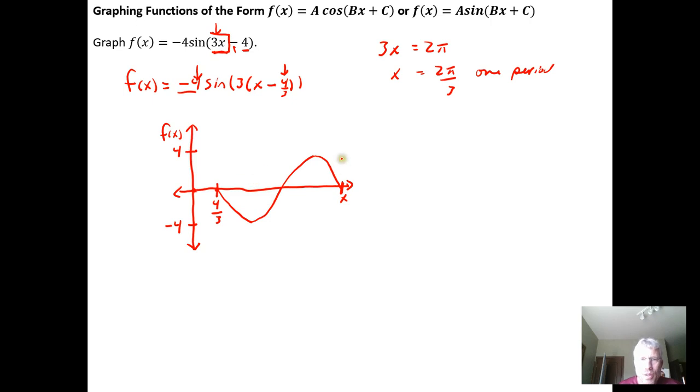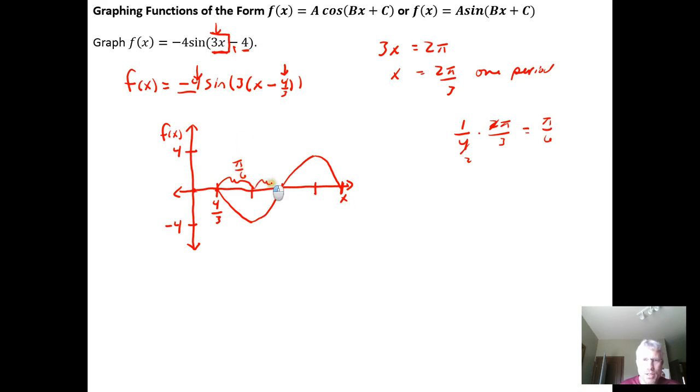Or I know that one period of my graph is broken into fourths. So high point, midline crossing, low point, midpoint. It's broken into 4 pieces. And to find out the width of one of those pieces, we just need a quarter of the period. So I can say, what's a quarter of 2 pi over 3? Well, that's going to equal pi over 6. So this distance here is pi over 6 units.